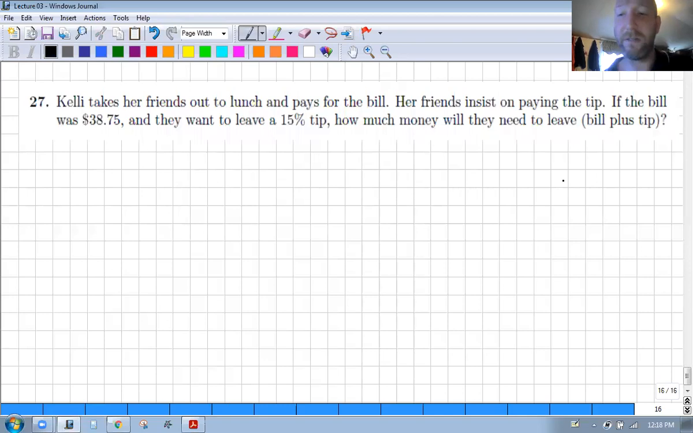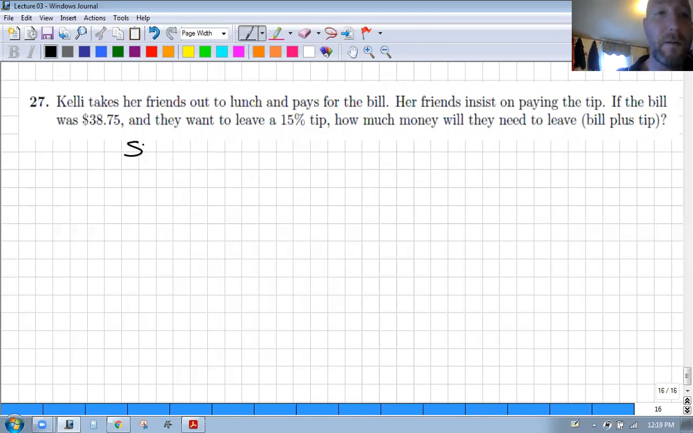Let's look at 27 here. Kelly takes her friends out to lunch and pays for the bill. Her friends insist on paying the tip. The bill is $38.75 and they want to leave a 15% tip. How much money will they have to leave? The bill plus the tip.